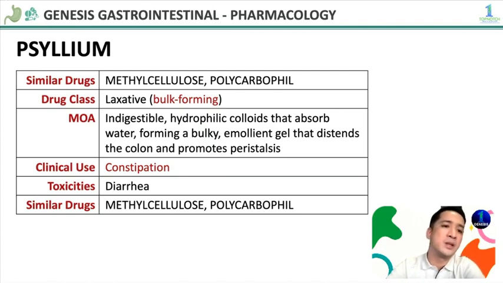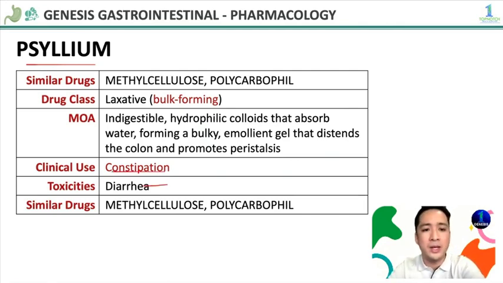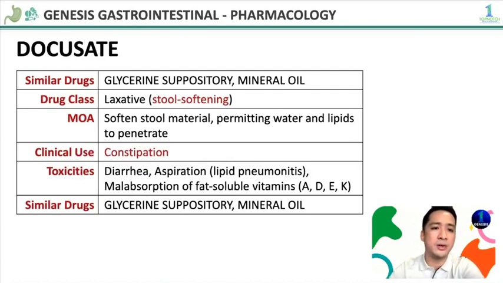Clinical use, of course, with psyllium, if you're familiar with psyllium fiber, is for constipation. The side effect will include diarrhea. All right, so that's psyllium. So let's proceed to another form of laxative, which is a stool softener.